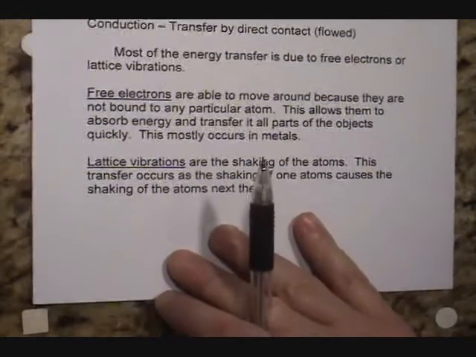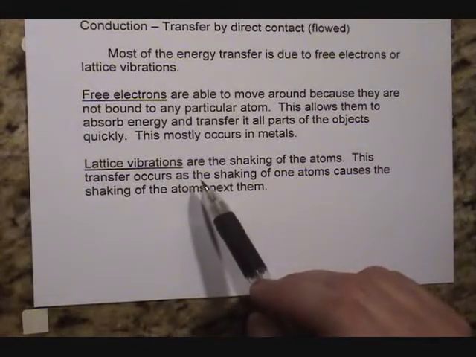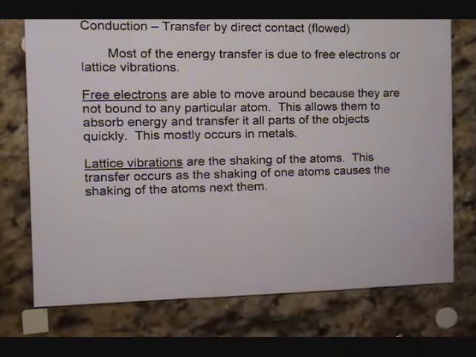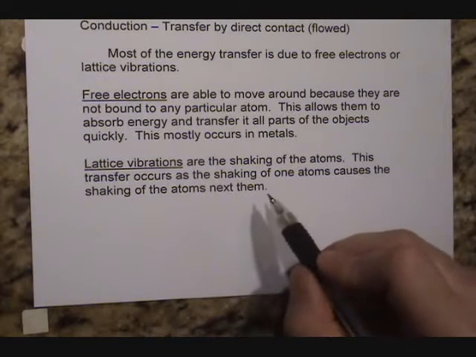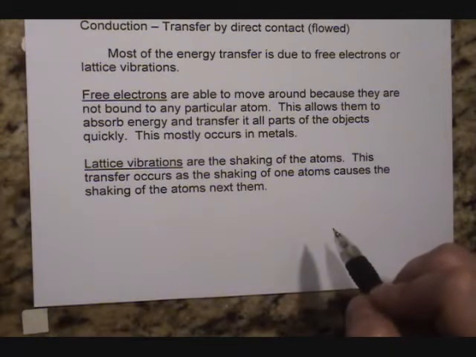The second form of energy transfer is something called lattice vibrations. Lattice vibrations are simply the shaking or the vibration of the atoms. The way this transfer occurs is much more slowly. Although all substances can do this, it is a very slow transfer of energy, because what essentially happens is one atom shaking hits into the atom next to it, and then that atom begins to shake more quickly.